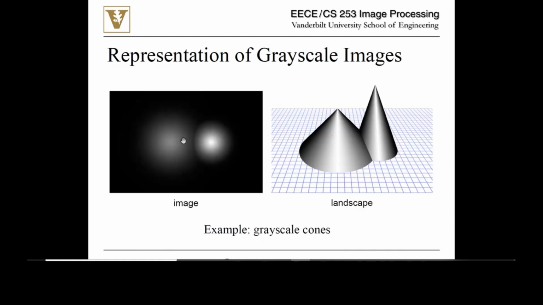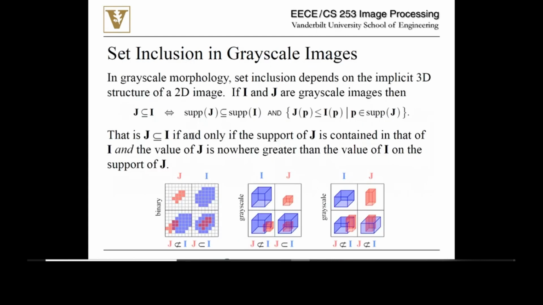And here you have another example. Now we have this image, and we have these gray values, and this is the set that represents this grayscale image. And we have to define the inclusion.